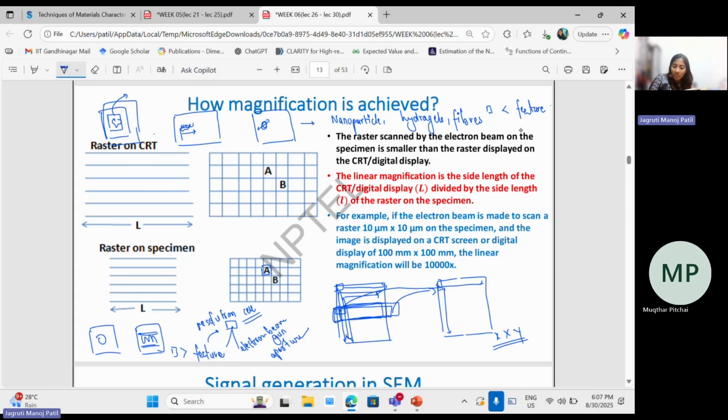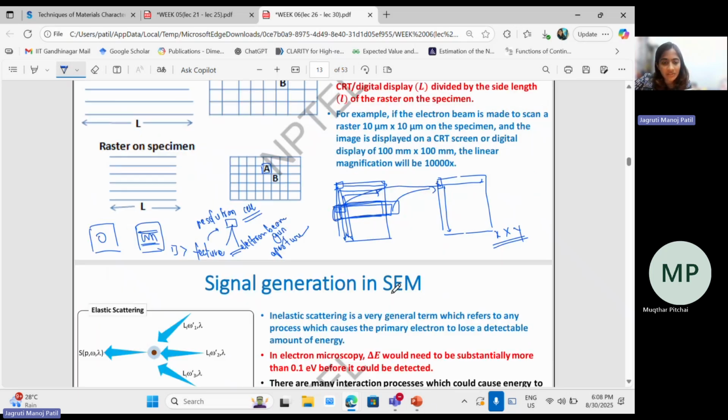So if it's the entire structure, the pixel size should be lesser, or your kernel should be lesser than the feature to be imaged, so that you differentiate between two features. If it's not, then it should be greater than that, so that you just get one feature that you are trying to image. Okay. So this point was clear, because that's really important during image reconstruction.